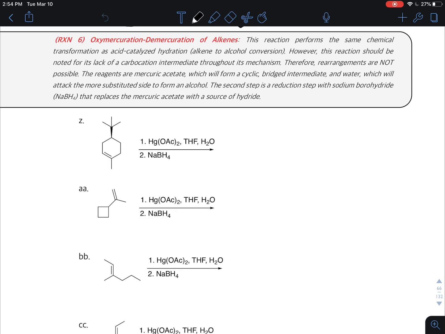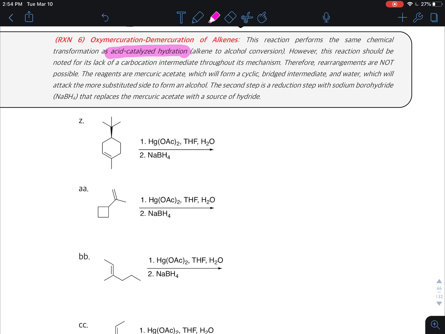Hi, goers, welcome back. So we're going to pick up on reaction 6, which is oxymercuration-demercuration of alkenes. Okay, so this is weird. This reaction has a lot of crazy reagents going on, but don't freak out. It's basically the same thing that we saw before with acid catalyzed hydration. We said that up here. It's the same transformation as acid catalyzed hydration.